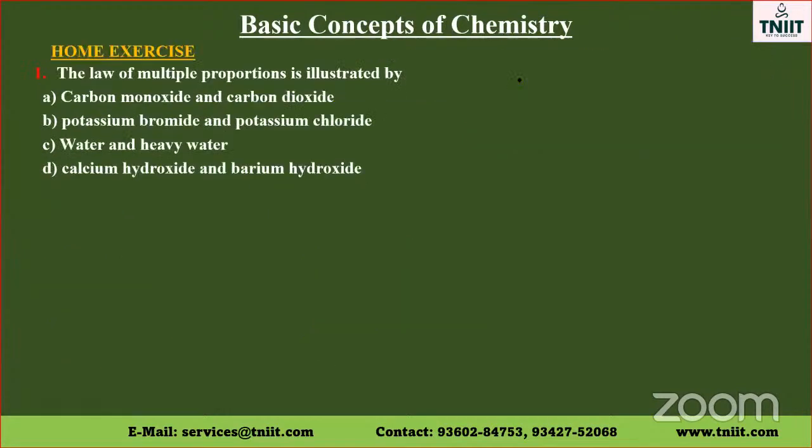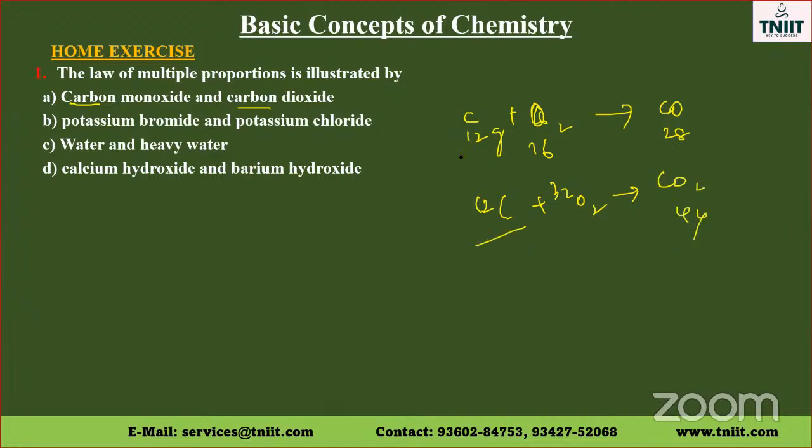This is the exercise. Law of multiple proportion illustrated by water, heavy water, calcium hydroxide, barium hydroxide. Law of multiple proportion: carbon monoxide and carbon dioxide. 12 grams of carbon and 16 grams of oxygen gives you carbon monoxide, 28 grams. 12 grams of carbon and 32 grams of oxygen gives carbon dioxide, 44 grams.